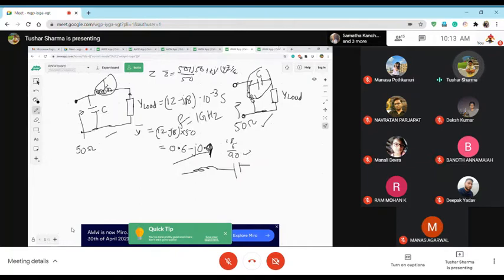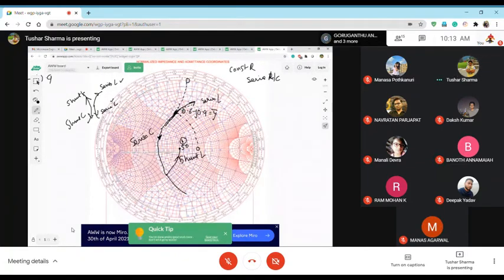So what he's saying is the first element is series L, right? That's what you are saying, or series C first. So if you use first series L and then series C, if we use series L, we have to move on a constant R circle, because it is series. So let's keep moving. The constant R circle goes this way.